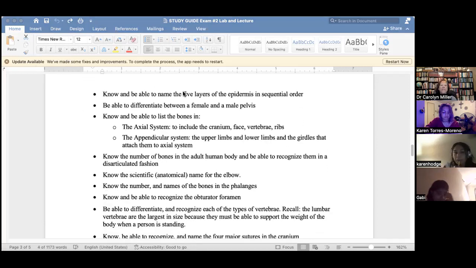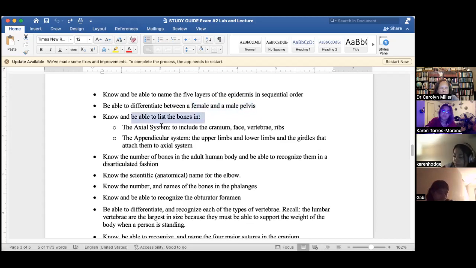Know and be able to name the 5 layers of the epidermis in sequential order. So: come, let's get sunburn. Corneum, lucidum, granulosum, spinosum, basale. Be able to differentiate between a male and female pelvis. I will have examples. A student in my 8 o'clock class sent me a photo. She said she was taught the female pelvis looks like a butterfly, but I always teach my students that the pubic arch is greater than 90 degrees for women, or a U shape, and less than 90 degrees for men, or a V.